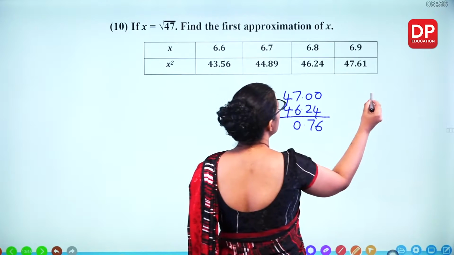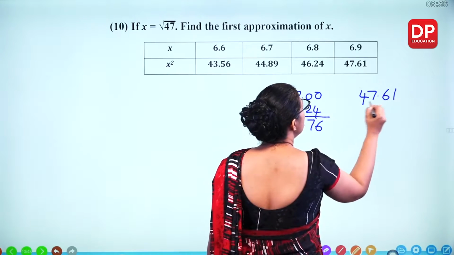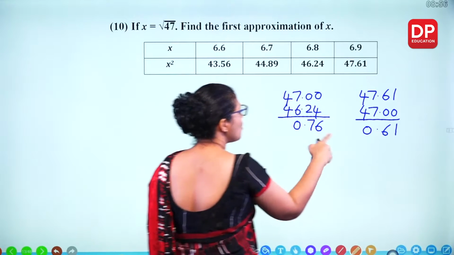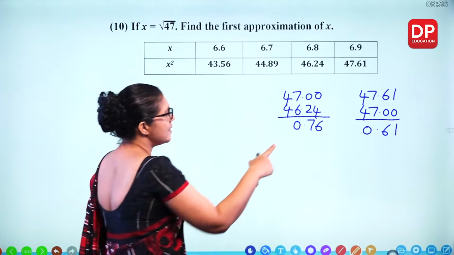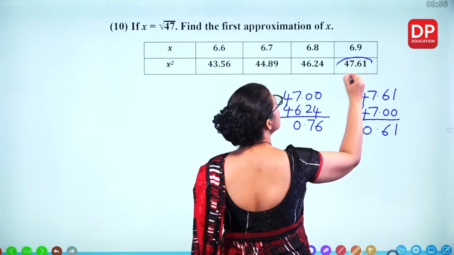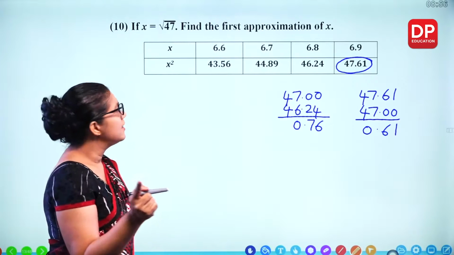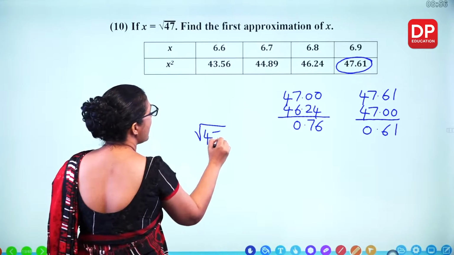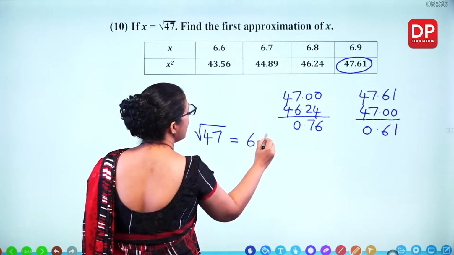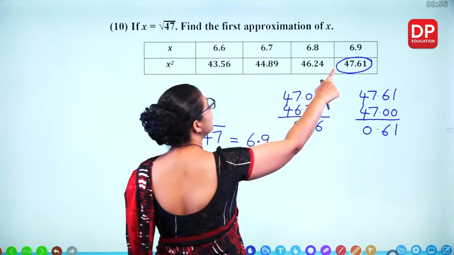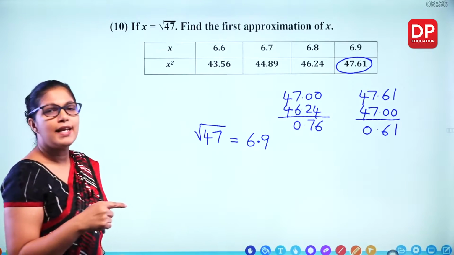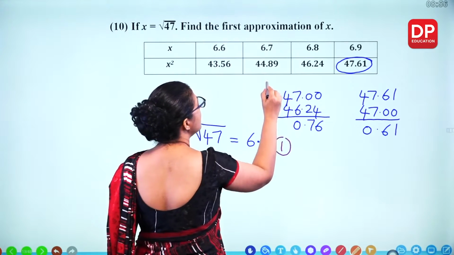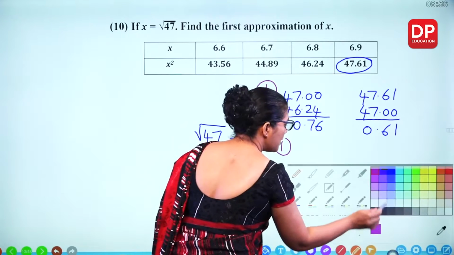(0.76). This is also, we need to check what's the difference. Which one is the closest? Difference is the smallest in this case. It's 47.61. So that's the approximated value. So root 47 you can write 6.9. This is the square term. So take the square root, that's 6.9. So 2 marks, 1 mark here and 1 mark to identify the values.